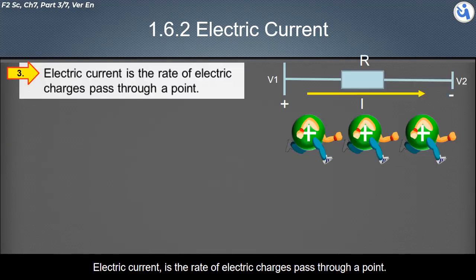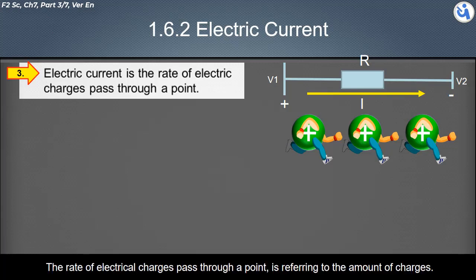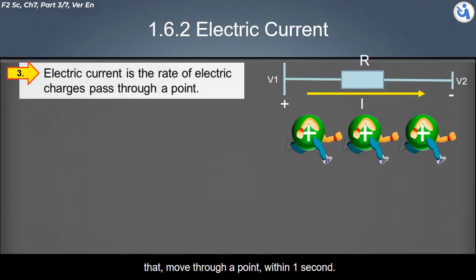Electric current is the rate at which electric charges pass through a point. The rate of electrical charges passing through a point refers to the amount of charges that move through a point within 1 second.